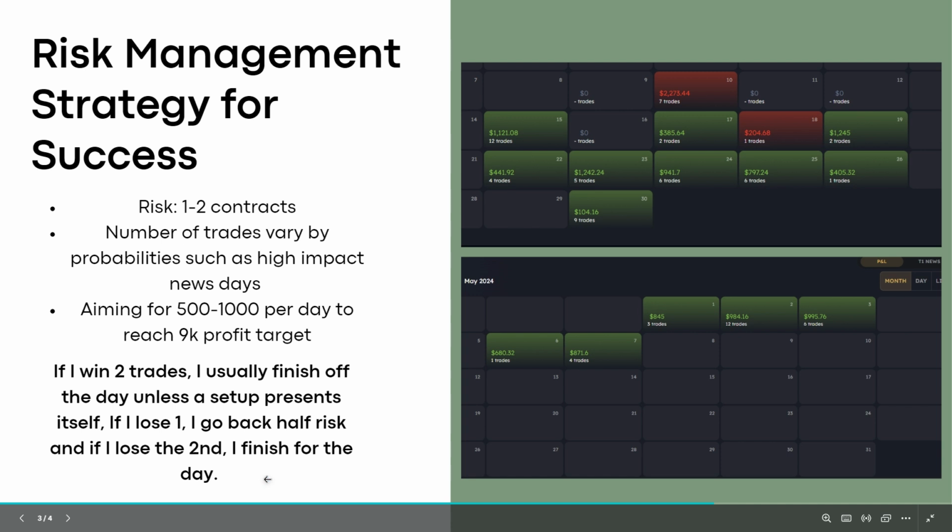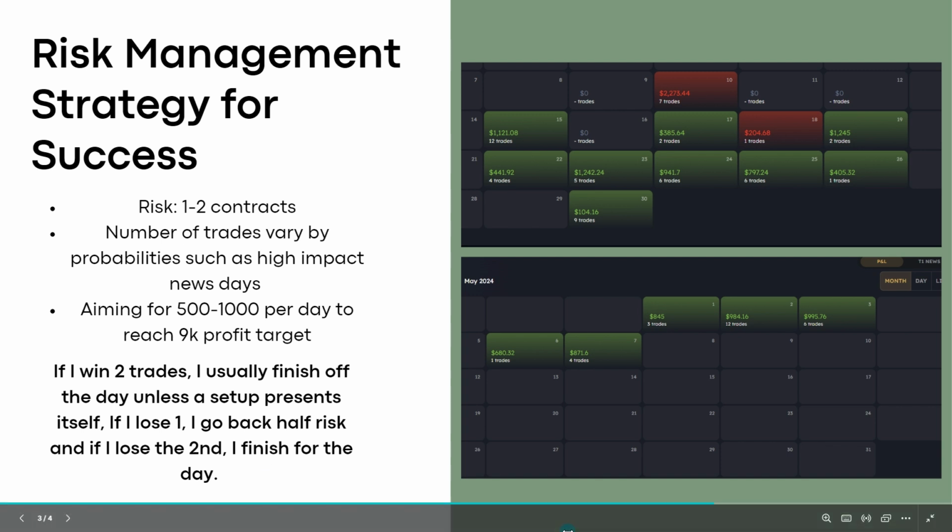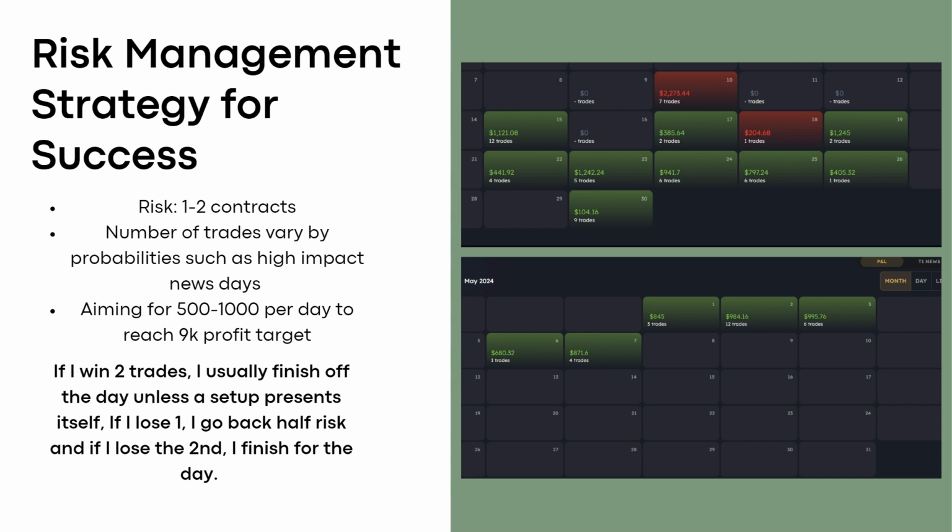If I lose one, you can go back half risk, and if you lose the second, finish for the day. This is a very simple approach to risk management, and using 1 to 2 contracts on a 150K is very low risk, but you can still achieve big results if you know how to trade, right? You don't need to over-leverage and do all this nonsense where you just essentially blow your account. That's the fastest way to blow your account. You need to understand that risk is the most important thing, right?